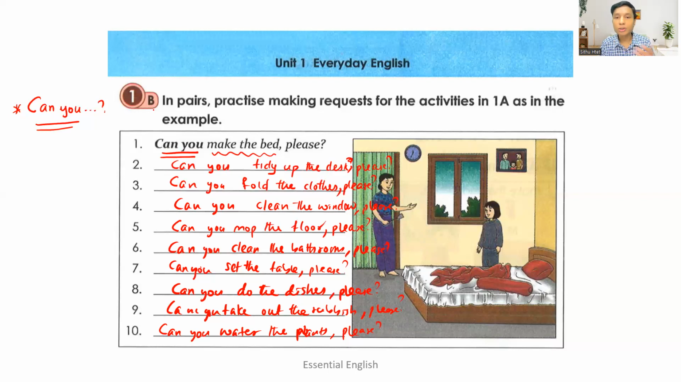So in this way, you can make requests. For example, can you make the bed, please? Can you tidy up the desk, please? Can you fold the clothes, please? Can you clean the window, please? Etc.